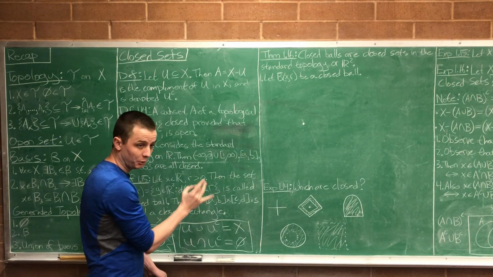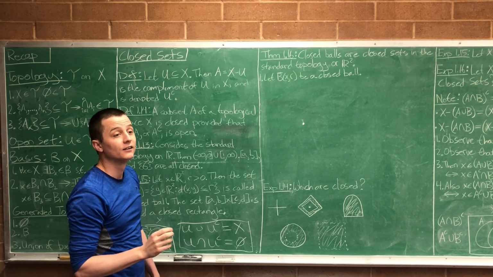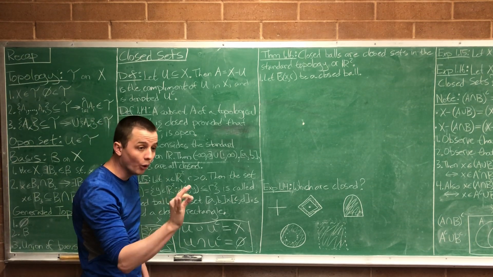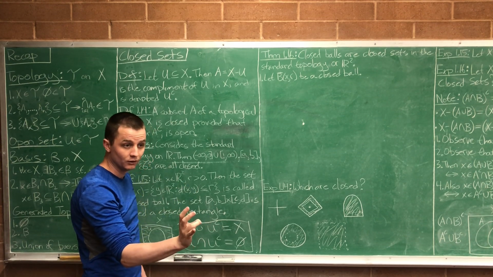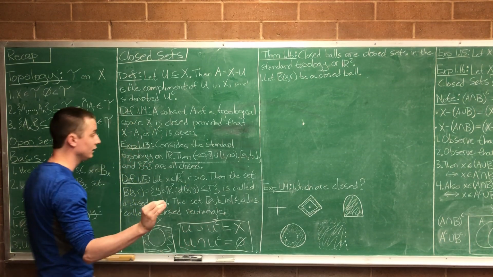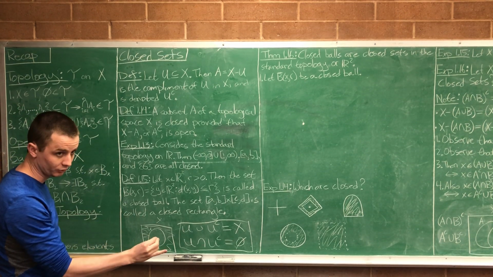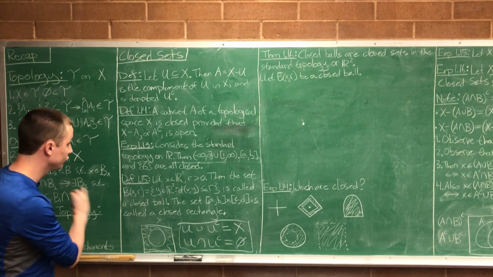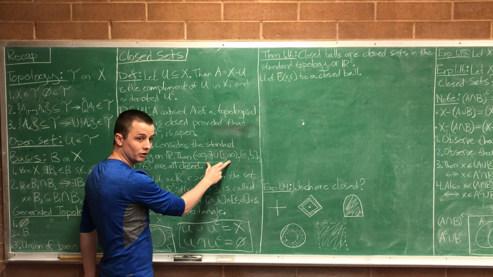You remember what the standard topology on R is? It's the union of the open intervals. Yes, any open interval or union of open intervals or the empty set. If it's one of those three things, then it is an open set in the standard topology on the real numbers. So we're talking about the standard topology on the real numbers, and let's look at this set first. Is this set closed?